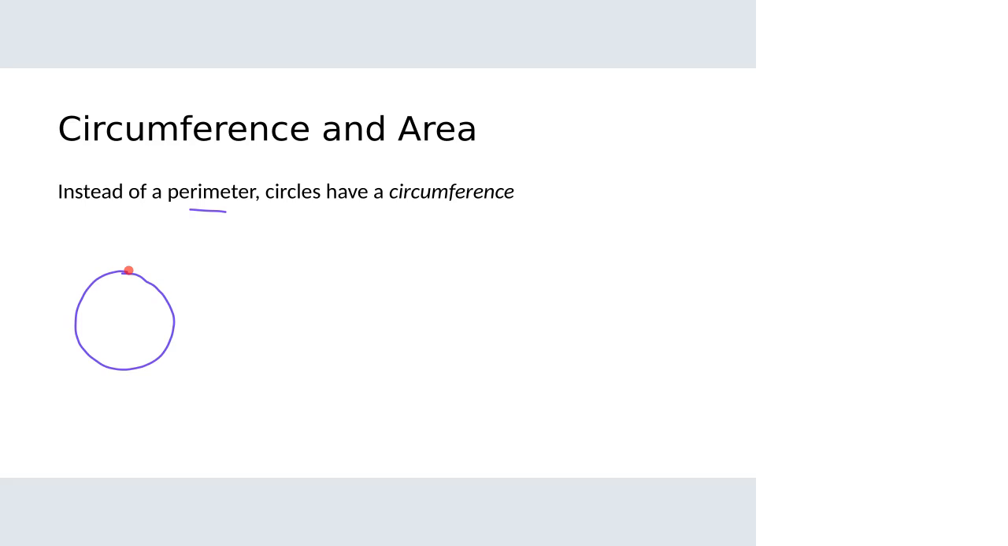So instead of talking about perimeter for a circle, we'll talk about circumference. The circumference of a circle is how far you would go if you were standing there and you walked all the way around the circle. It's the distance around the circle. That's going to be called circumference.